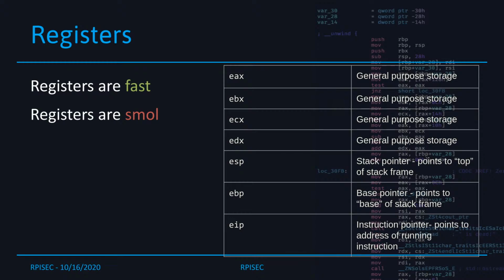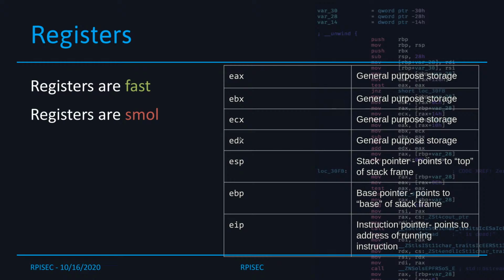And then the base pointer points to the base of that stack frame. So that's going to kind of point to the bottom. You can think of it: the ESP, the stack pointer, is going to point to the top, and then the base pointer is going to point to the base, or the bottom.